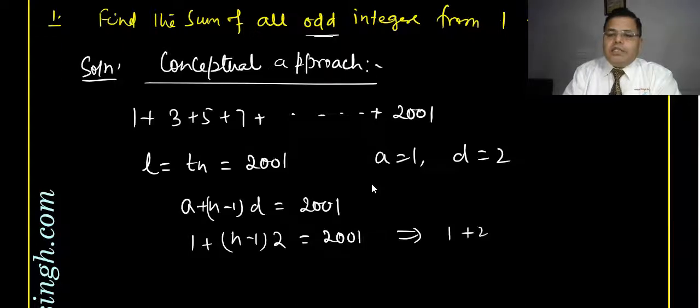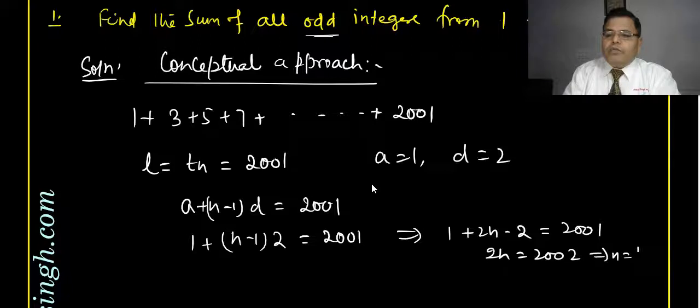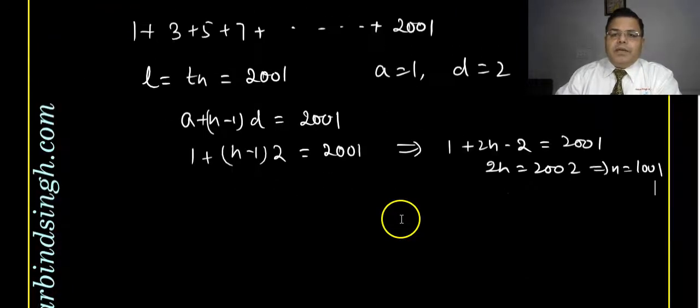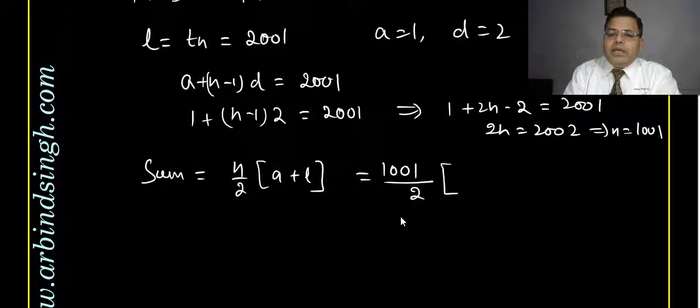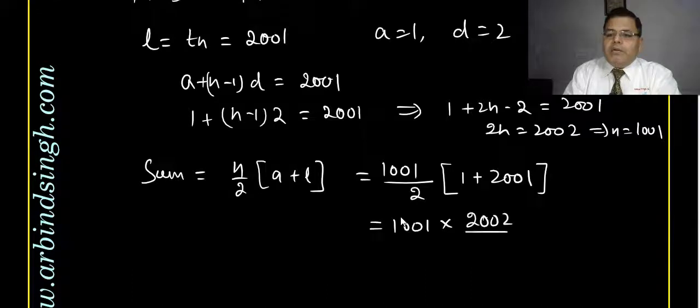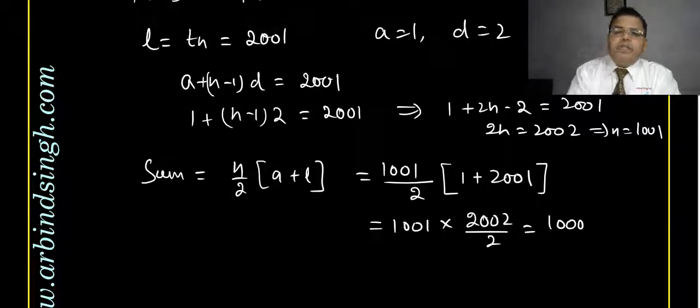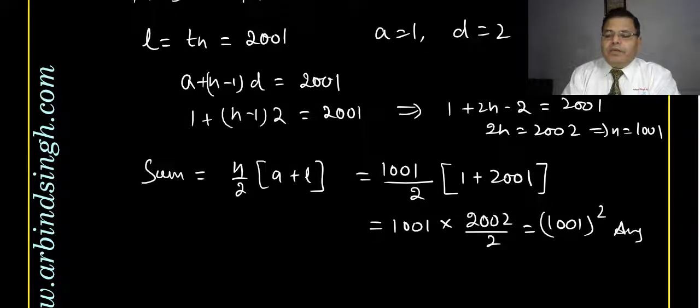Clearly this is 1 plus 2n minus 2 is 2001, and therefore 2n is equal to 2002, because 1 minus 2 is minus 1, it will come to this side as plus 1, and n is equal to 1001. So n is obtained, and now we can find the sum. The required sum is n by 2 into (a plus l). This is the formula. So we put 1001 divided by 2, the first term is 1 and the last term is 2001. So that will be 1001 into 2002 divided by 2, which is 1001. So 1001 into 1001 is 1001 whole square. That will be the answer, right? You may calculate it.